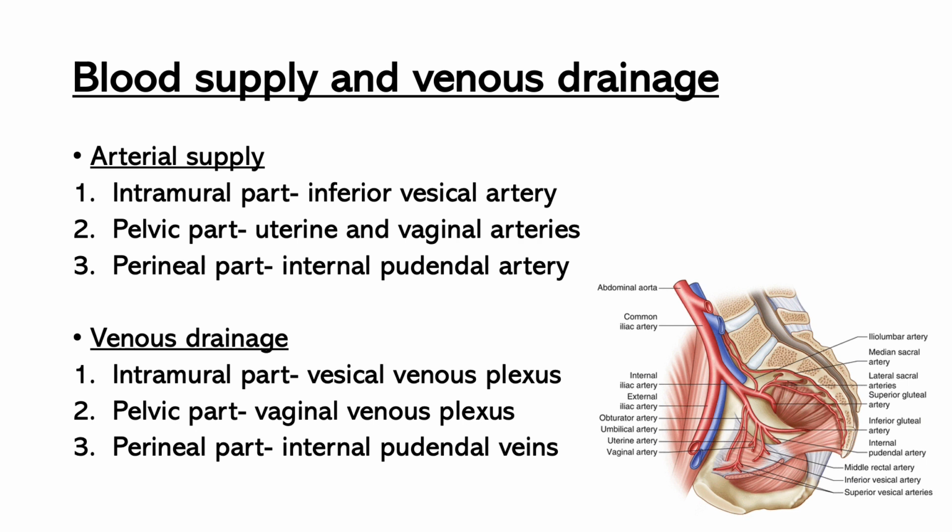Venous drainage. 1. Intramural part: vesical venous plexus. 2. Pelvic part: vaginal venous plexus. 3. Perineal part: internal pudendal veins.